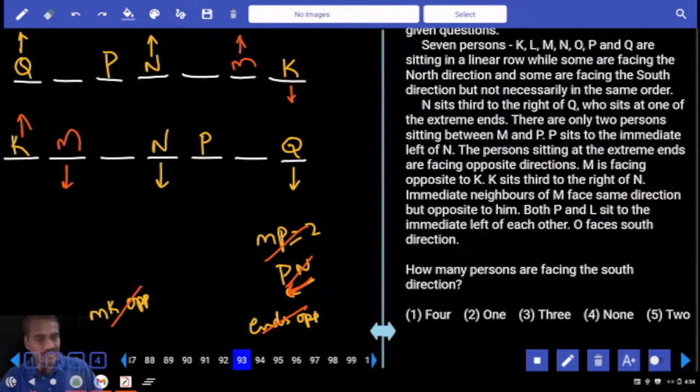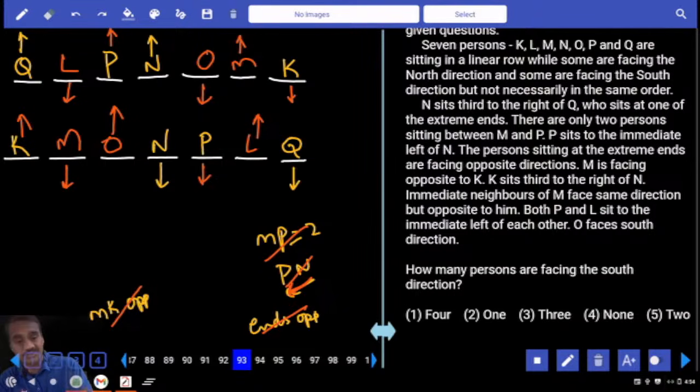The next one, immediate neighbors of M, same direction but opposite to M. Then both P and L sit to the immediate left of each other. L is to the immediate left of P, P is to the immediate left of L. O faces south direction. O is here south. O is here north. With the help of the last statement, this case became invalid. Till that one, both the cases are intact.